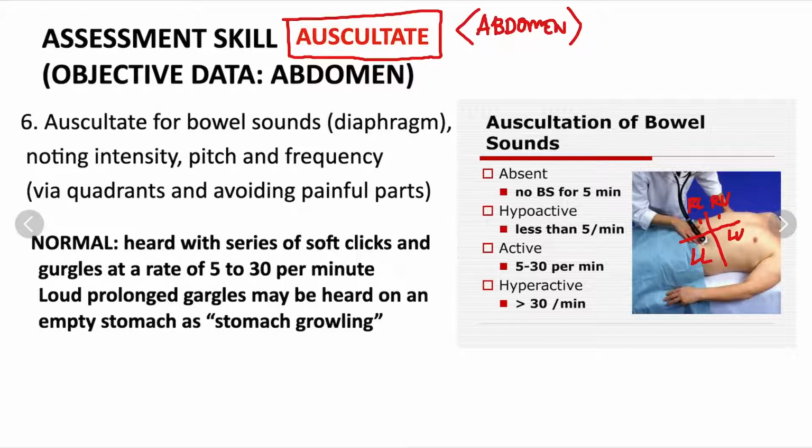Okay, so what are the normal findings? There is a series of soft clicks that would be heard, or gargles. Usually the rate for those clicks would be 5 to 30 clicks or gargles per minute. Okay, so you could also hear prolonged gargles. It may be heard on an empty stomach, especially when the patient is hungry.